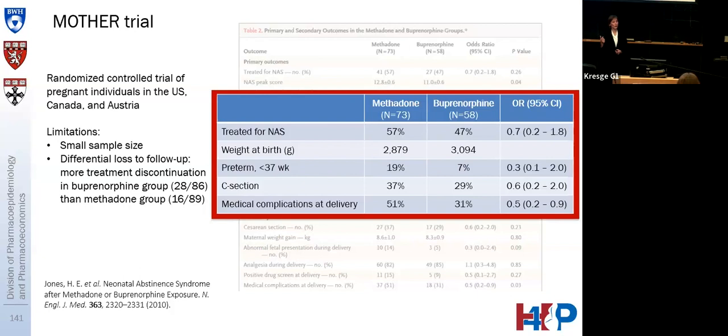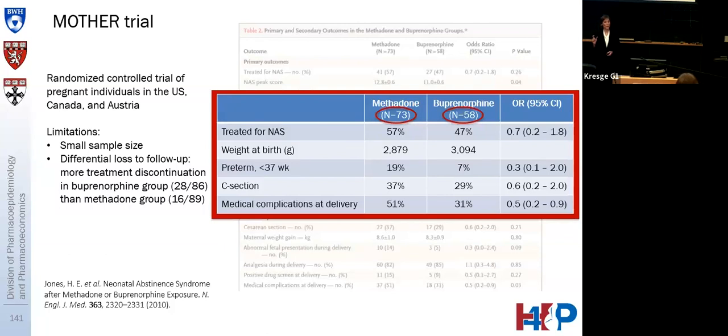But what I also want to draw your attention to is the width of the confidence interval, right? Whereas they all point to better outcomes for buprenorphine, these effects were estimated very imprecisely because the trial, as is often the case with a randomized controlled trial, was relatively small. So we had 73 methadone-exposed pregnancies and 58 buprenorphine-exposed pregnancies.